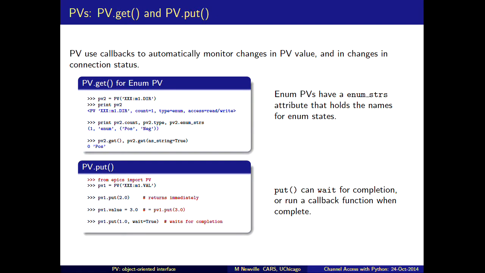So a few more things on get and put. Get for enum strings can also get its actual value or the list of enum strings, all of the state names, and you can get as string, and that will return the string representation. And the put method for a PV, like the CA put function, can take wait equals true, and that will also wait for completion of that PV. So if that's a motor, it'll wait until that motor is done. And if it's a detector, it'll wait until the data has been acquired.